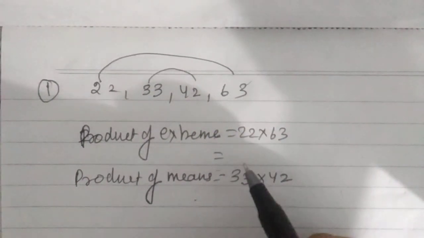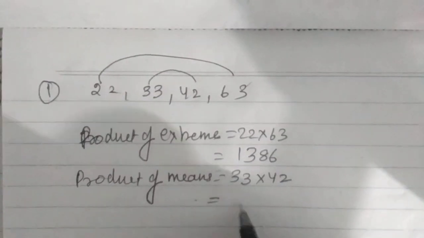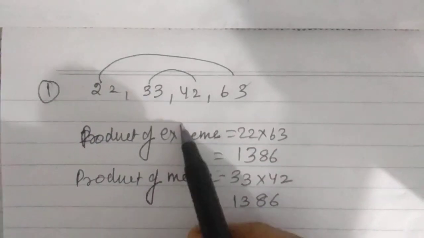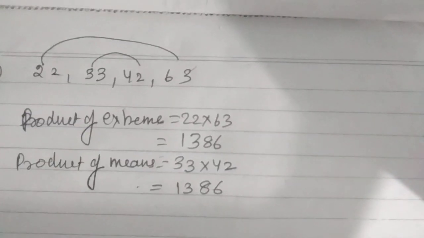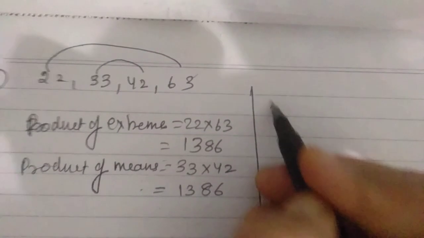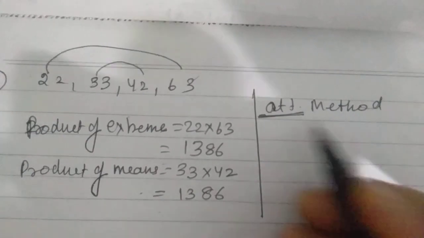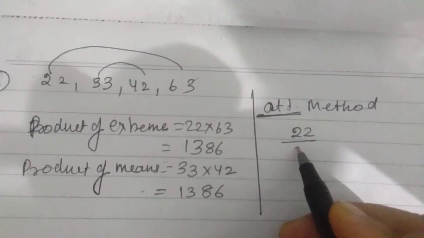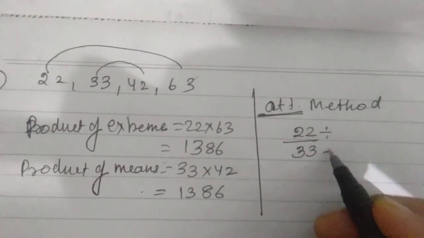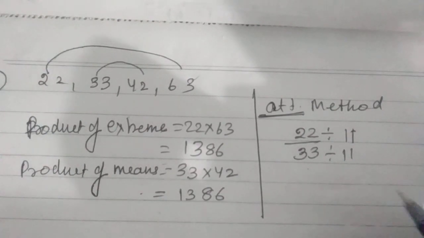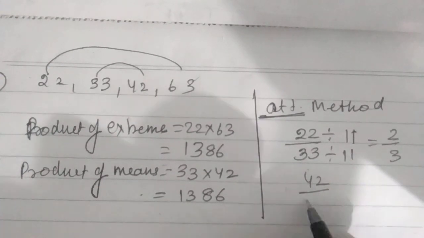Here 22 into 63 comes out as 1386, and here it also comes out as 1386. So both are equal, so we can say that these numbers are in proportion. There is an alternate method also, students, to solve this question. I would like to write over here, alternate method. I will take the ratio of the first two terms, 22 and 33. What is the common factor of both? 11. So I divide both terms by 11, and this comes out as 2 and 3. What about 42 and 63?